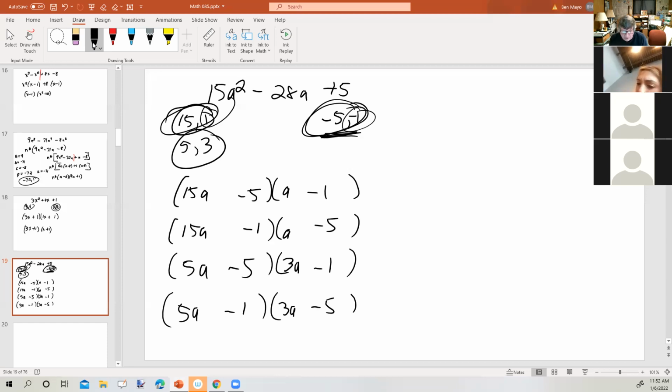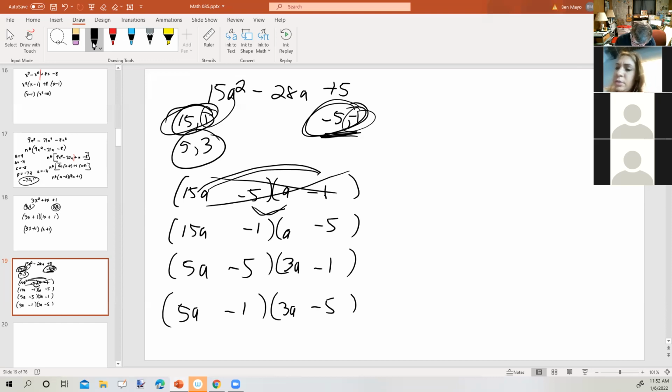Every one of those, if I multiply it back together, will give me 15a squared at the beginning and plus 5 at the end. But the correct one is the one that gives me negative 28a in the middle. So let's do the middle, which is the outer and the inner. 15a times negative 1 is negative 15a. Minus 5a would be negative 20a. So that one's not correct. 15a times minus 5 is minus 75a. Minus 1a is minus 76a. So that one's not correct.